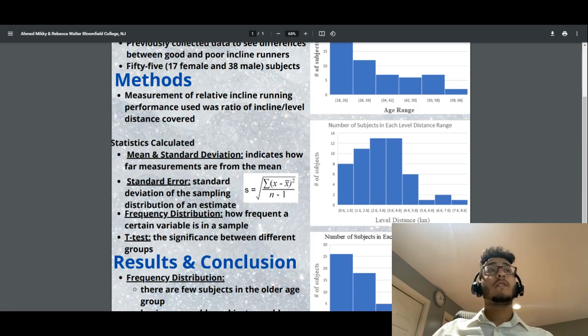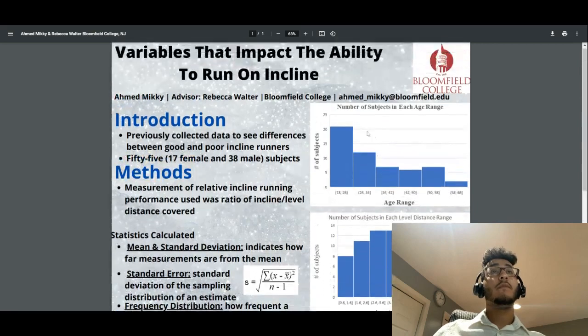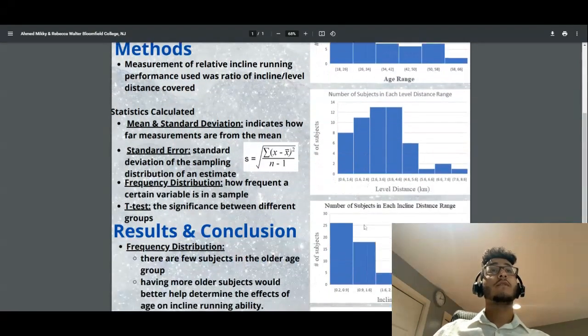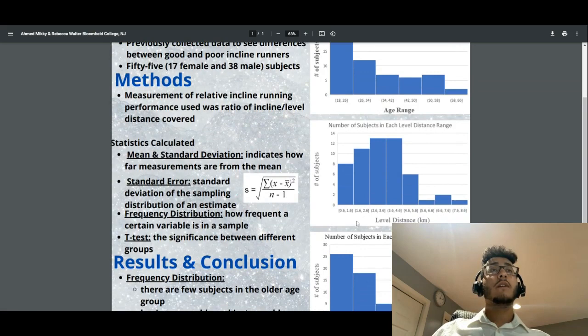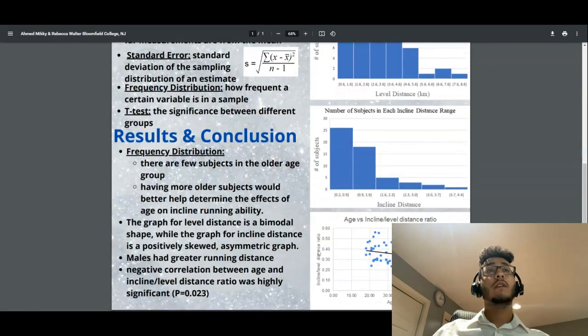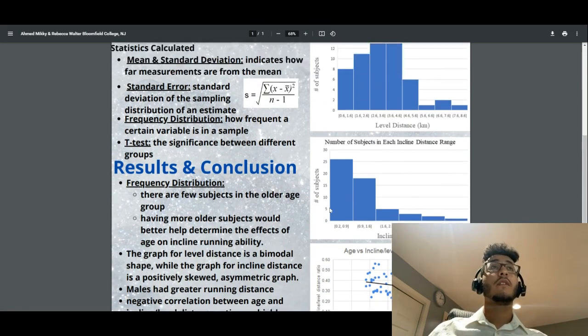Then we went on to using the frequency distribution. So this was mainly used when making graphs. So 3 of these are frequency distribution graphs, and they basically show how frequent a certain variable is in a sample. And another type of graph used was an XY graph. So we related one variable to another. So this was age range versus incline level distance ratio.